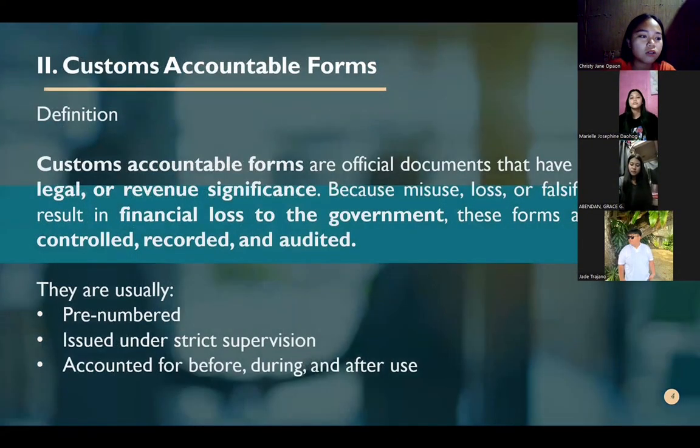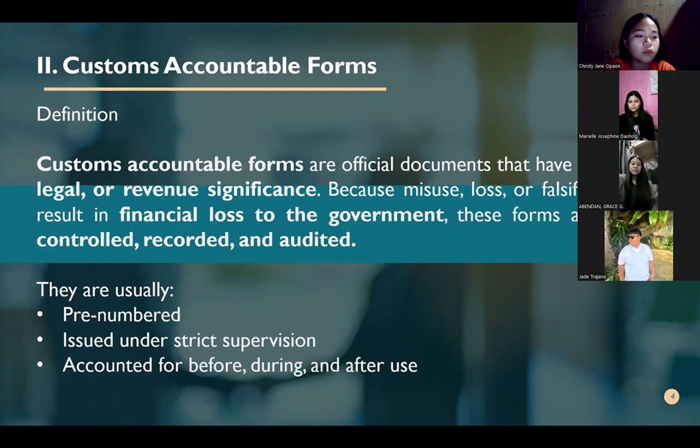Next is the customs accountable forms. Customs accountable forms are official documents that have monetary, legal, or revenue significance because misuse, loss, or falsification may result in financial loss to governments. These forms are strictly controlled, recorded, and audited. So they are usually pre-numbered, issued under strict supervision, and accounted for before, during, and after use.